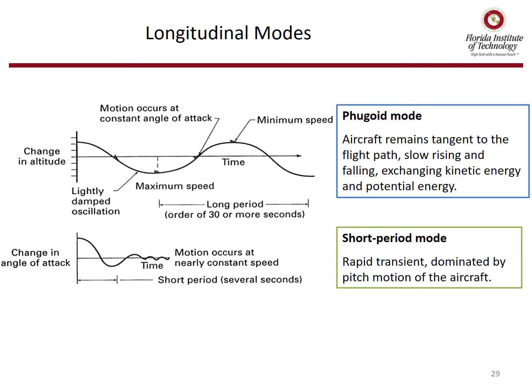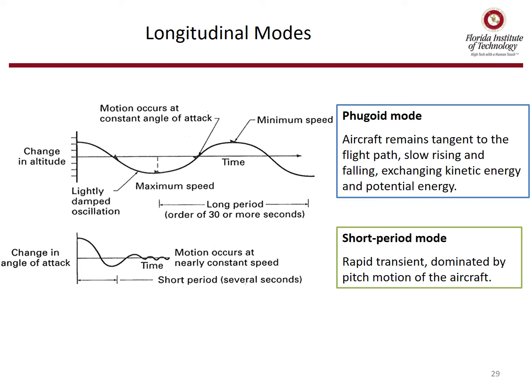So let's look at longitudinal modes and understand what's going on. For the phugoid mode, the aircraft remains tangent to the flight path with slow rising and falling, where it exchanges kinetic energy and potential energy. The motion occurs at a constant angle of attack, and we see changes in altitude and changes in speed. And again, the period is typically 30 or more seconds.